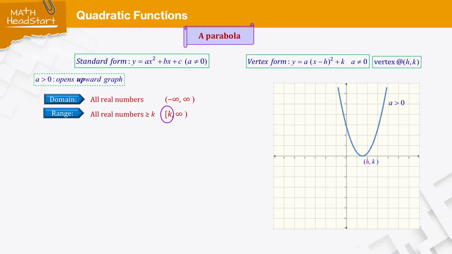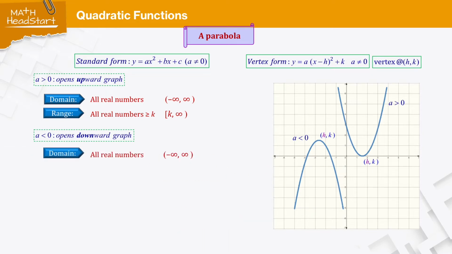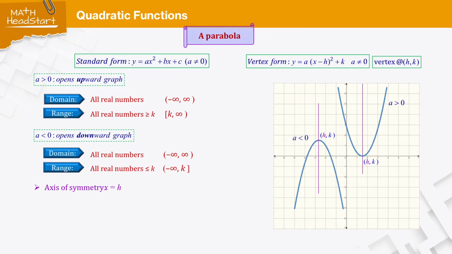On the other hand, if the leading coefficient a is negative, then the graph opens down. Similar to the positive case, we can take any real numbers for the domain. However, the range is less than or equal to the k-value. The axis of symmetry goes through the x-coordinate at the vertex, which is h. So its equation is x equals h.